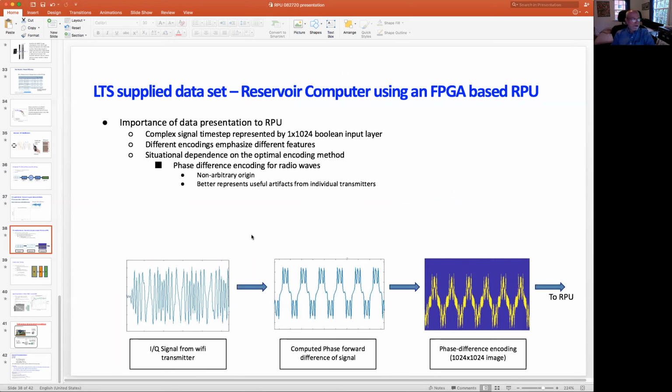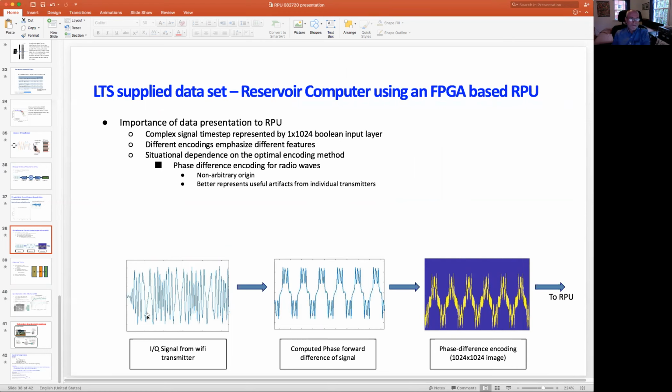So the encoding and pre-processing of data is often important in various machine learning tasks. And in our case, we actually tried a variety of different encodings on the radio frequency data before finding one that seemed to outperform the others. So I'll describe how we encoded it.